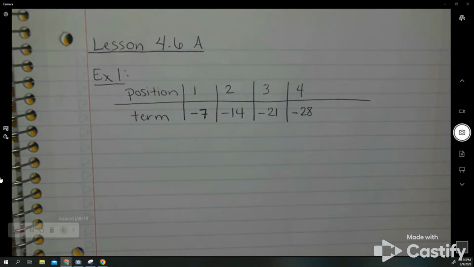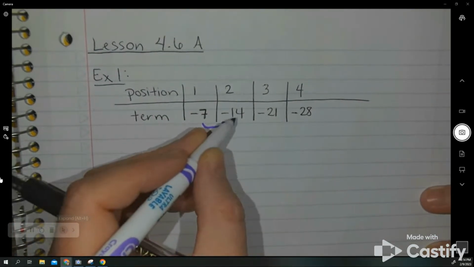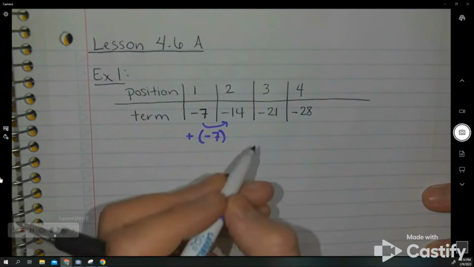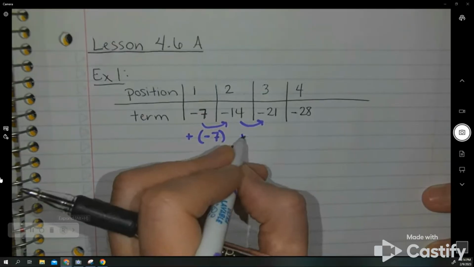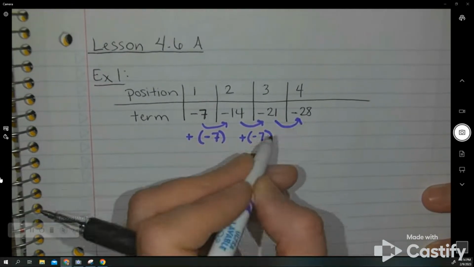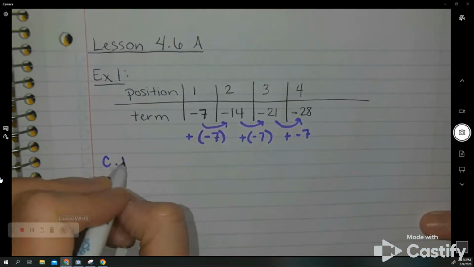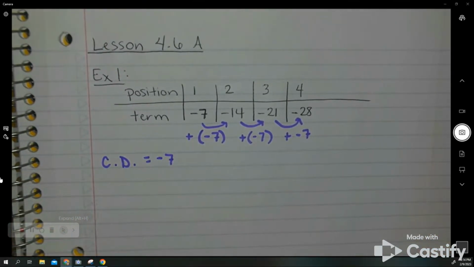So if I'm looking at this, I want to figure out what my common difference is. From -7 to -14, I'm adding, oh wait, but it gets smaller. So I'm actually adding a negative number. You'll often see it written as plus a negative, and then they put the negative in parentheses. Same thing from -14 to -21, adding -7. And -21 to -28, we're adding -7. So the common difference for this one is -7. I'm going to label this CD for common difference, just to shorten it up.